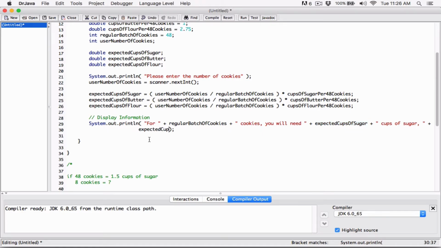expected cups of butter. So if there are 3 cups of butter, then now it's going to read, comma, 3 cups of butter. Let's do that, and I'll concatenate it with expected cups of flour.